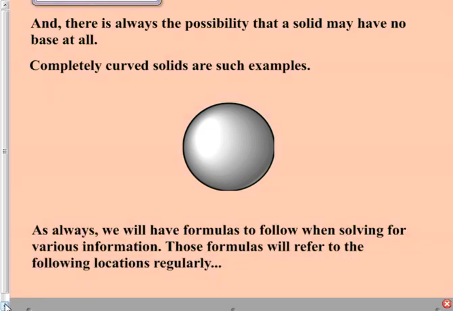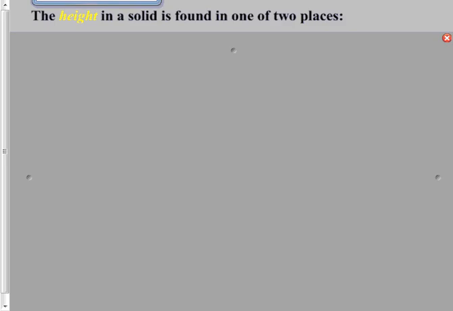Okay, now we're going to have formulas that we're going to be following when we are finding various information. These formulas are going to refer to a couple of particular locations fairly regularly. So we're going to take just a couple more moments and look at a couple of definitions, because we are going to need to know this vocabulary and these locations when the formulas start to arrive.